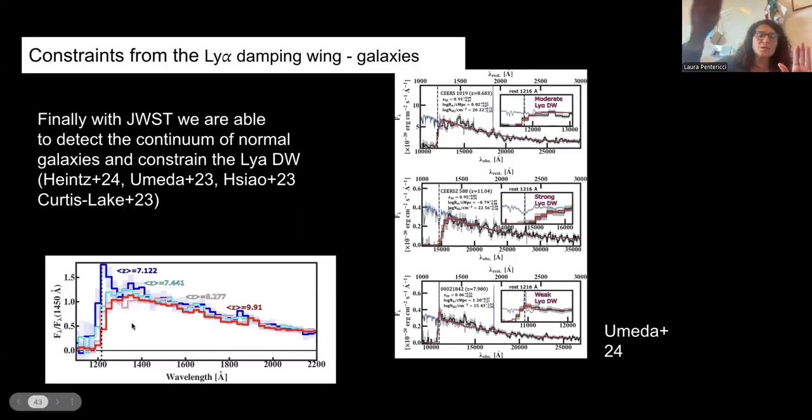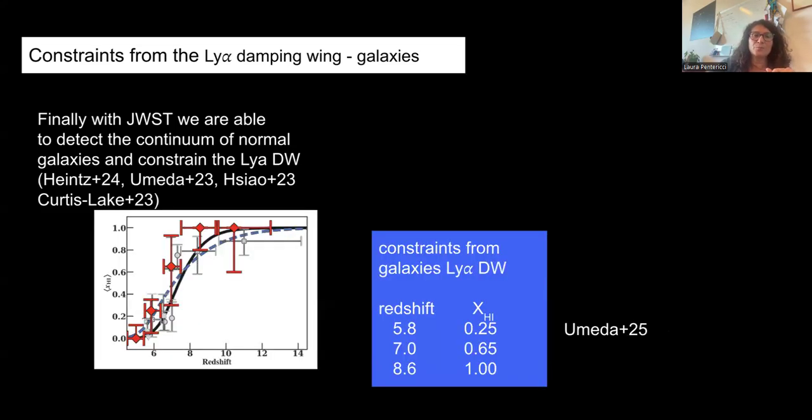You see that the damping wing profile really changes. So the flux is more and more suppressed as you go to higher redshift. So this was very exciting, although then, people have tried to again infer the neutral hydrogen fraction from this type of studies. These are some results, I think, from Heinz. Again, we have constraints at redshift 5.8, 7, and 8.6.